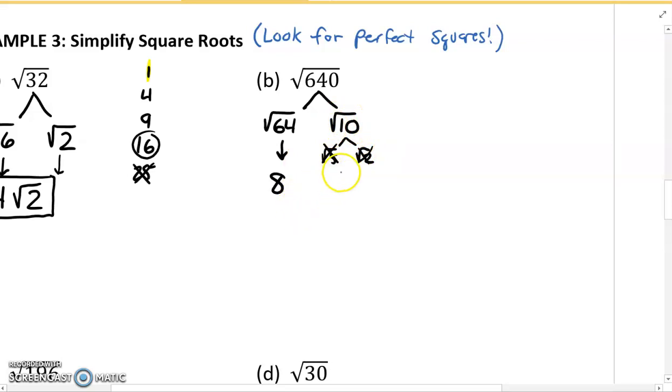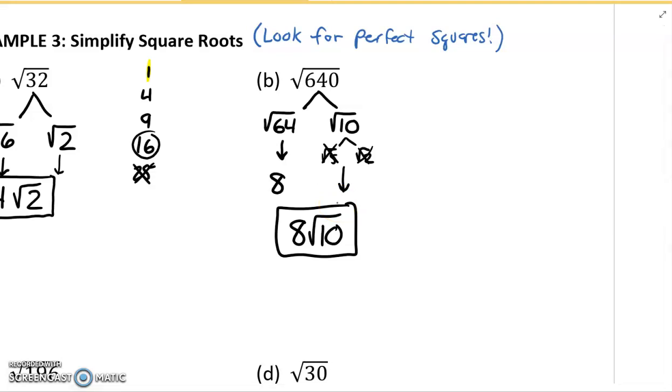So we're really just going to end up with, and I'll rewrite this cleanly down here, 8 square root of 10. So sometimes, and we'll look at another example of this in a minute, there could be other perfect squares hidden within the problem, and we'll look at that in our next example.